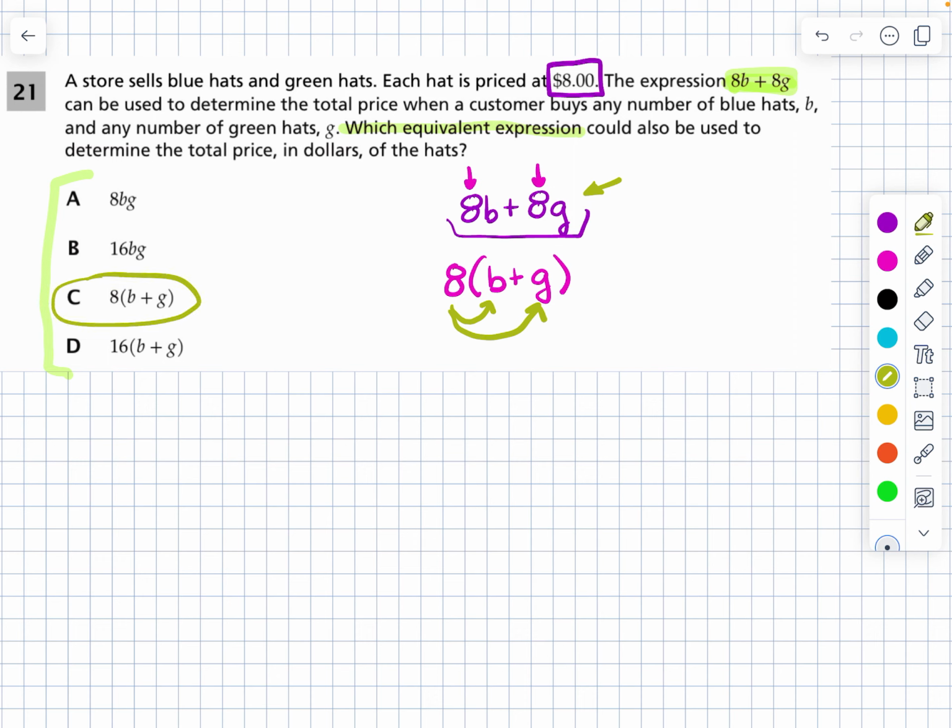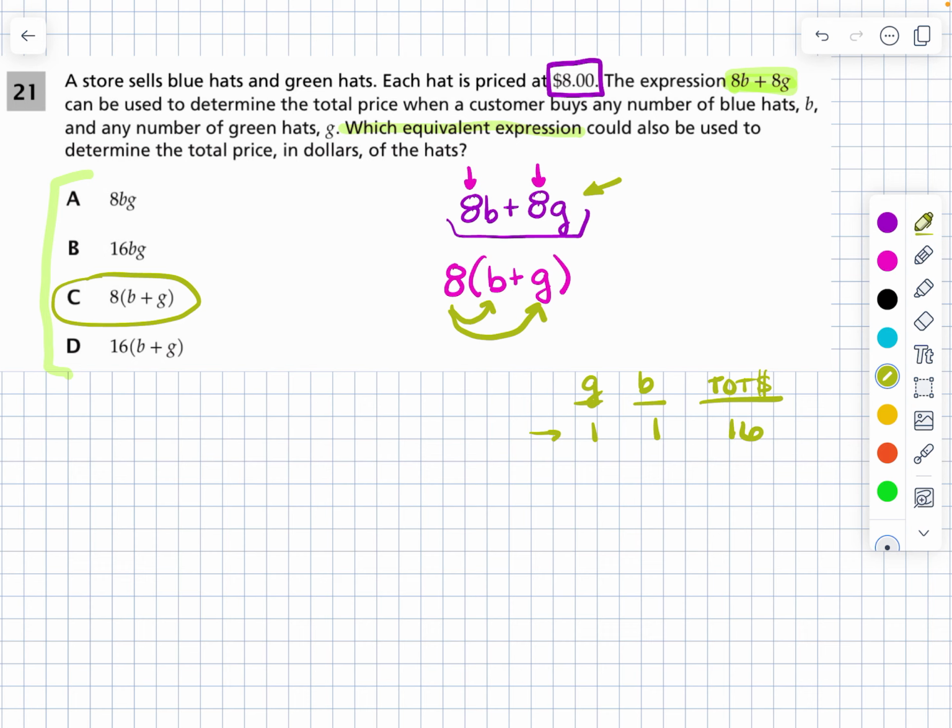If you don't see that right away, you can actually plug the numbers in to see what works. So let's say, just for example, we have green hats and blue hats, and let's set green and blue equal to 1. So if you go in the store and you buy a green and you buy a blue, they're going to be $8 each. So your total cost is going to be $16 for the two hats.